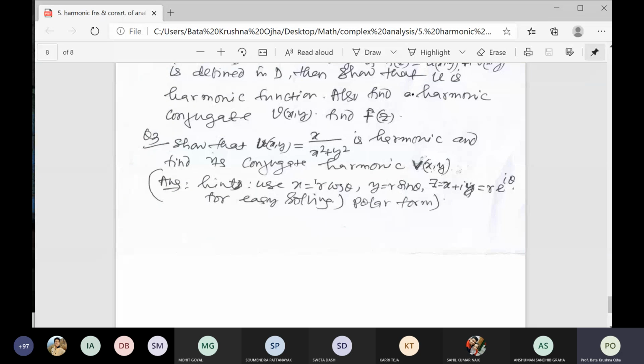If u is equal to cos theta by r, you can easily apply your formula for the CR equations in polar form, and you can examine the harmonicity of the function. So just think about the question and solve like that. So this is about harmonic functions.